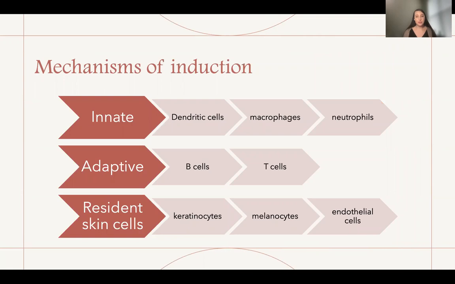The mechanism of psoriasis is a combination of both the innate and adaptive immune response. The cells implicated on the innate side are the dendritic cells, macrophages, and neutrophils. The cells implicated on the adaptive side are B cells and T cells. Resident skin cells are also involved, and these are the keratinocytes, melanocytes, and endothelial cells.